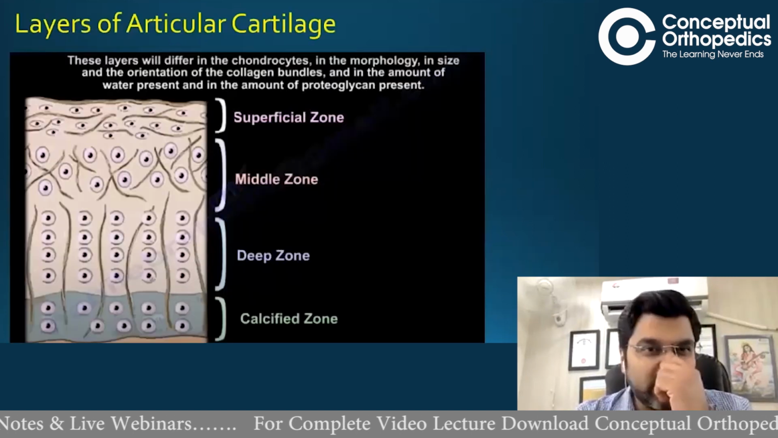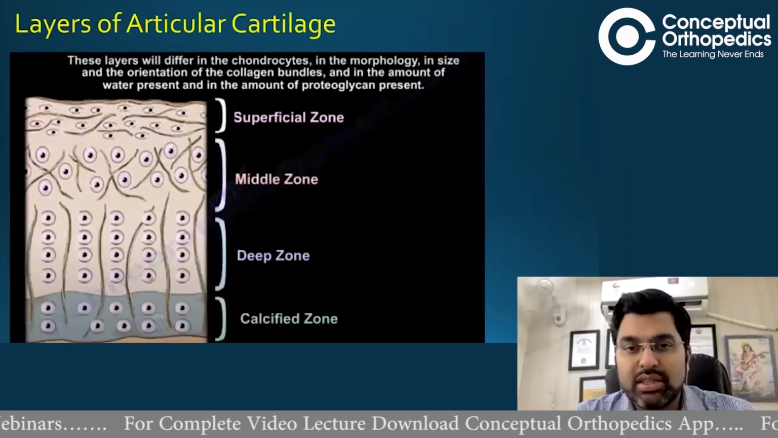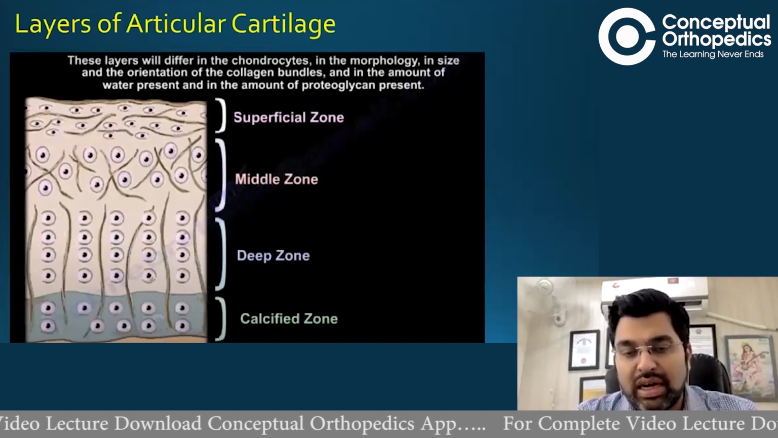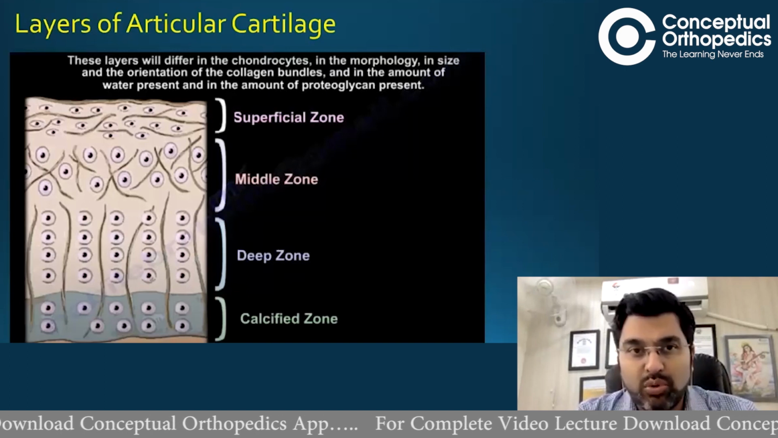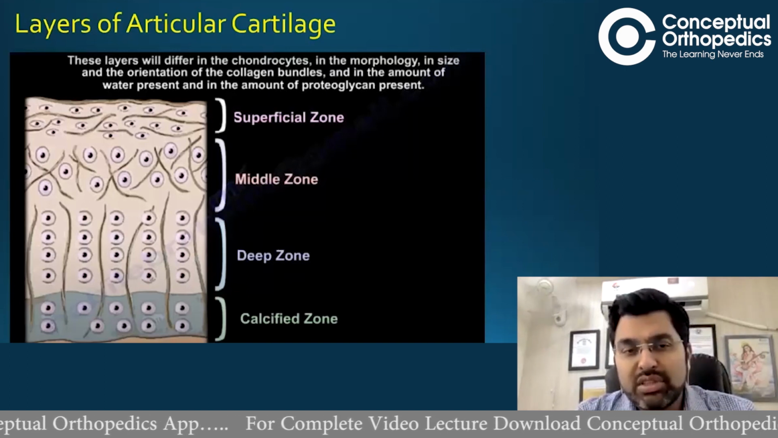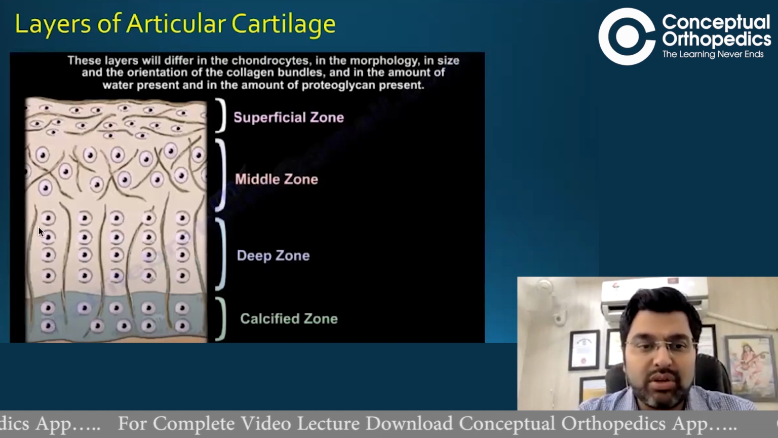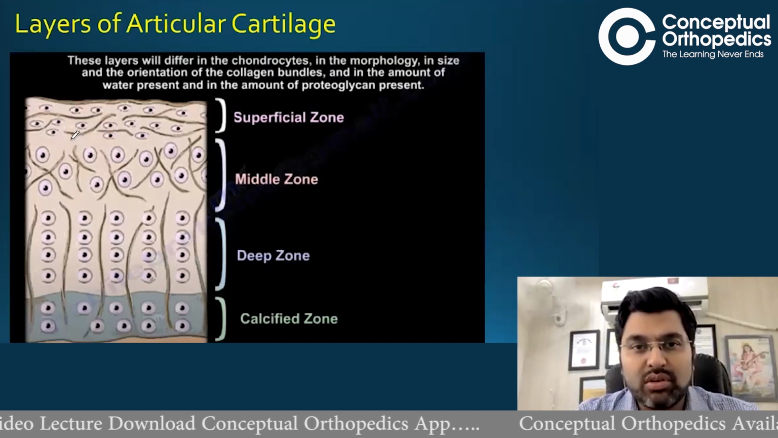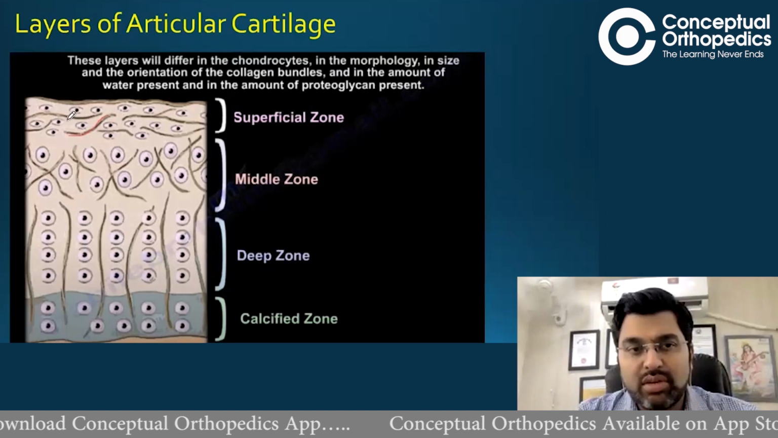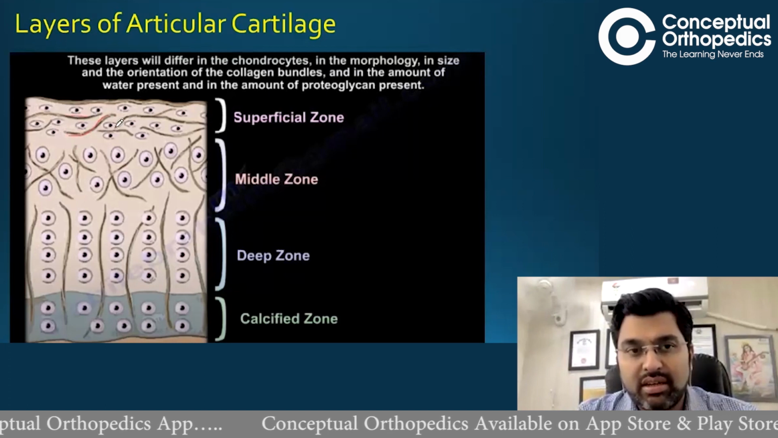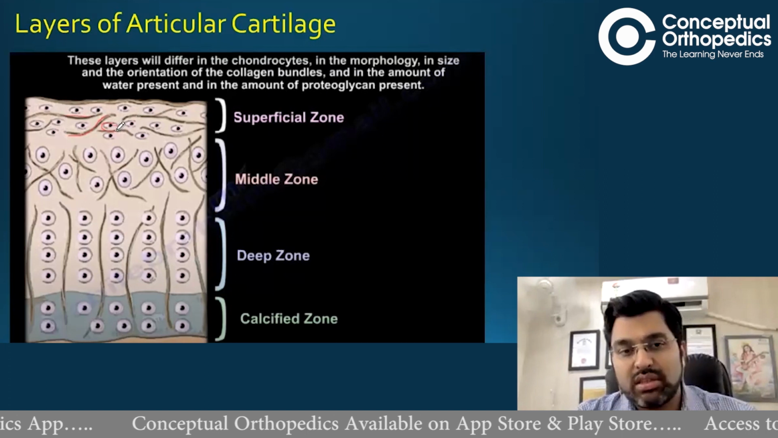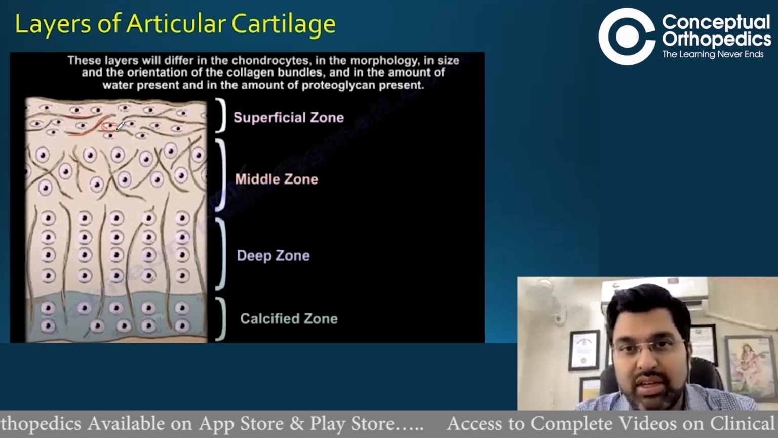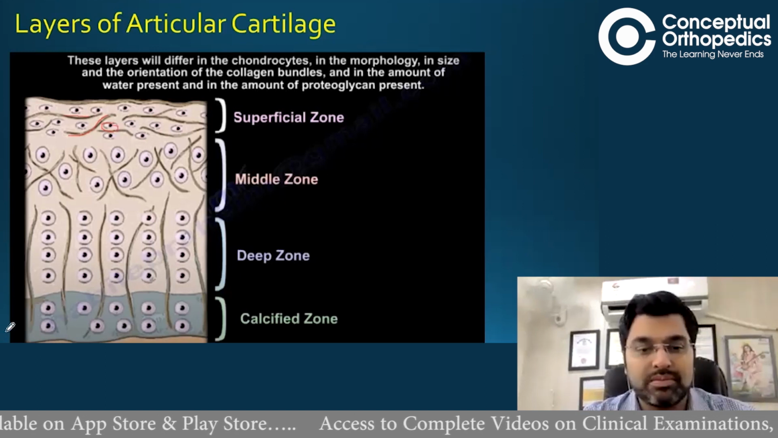What are the layers of cartilage? The cartilage is divided into mainly 4 layers: superficial, middle, deep layer, and the final calcified zone. After that comes the subchondral bone. The difference is mainly in the alignment of chondrocytes and alignment of the collagen. The way collagen and chondrocytes are aligned, plus the concentration of water and proteoglycans, is different in different layers. Let's see how.